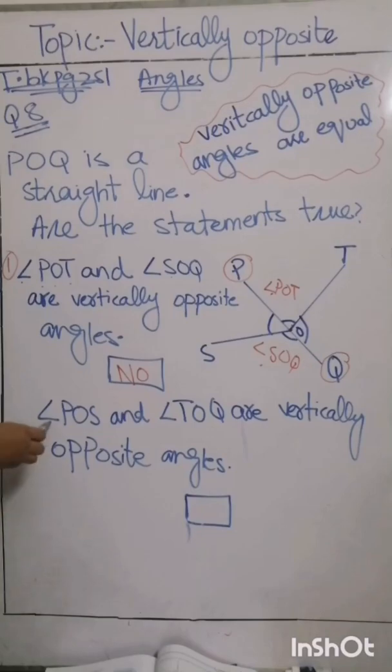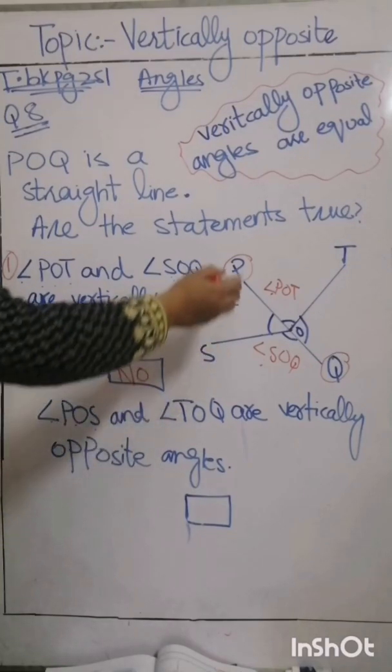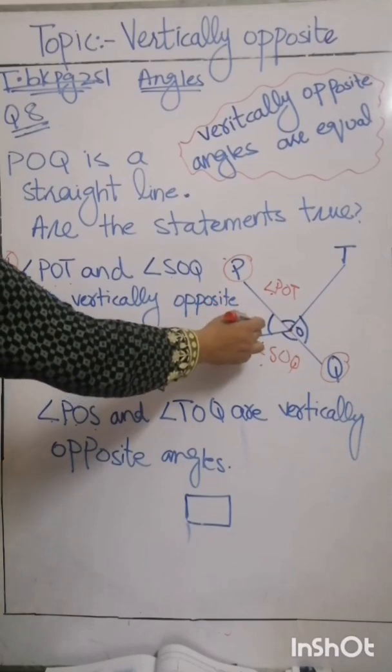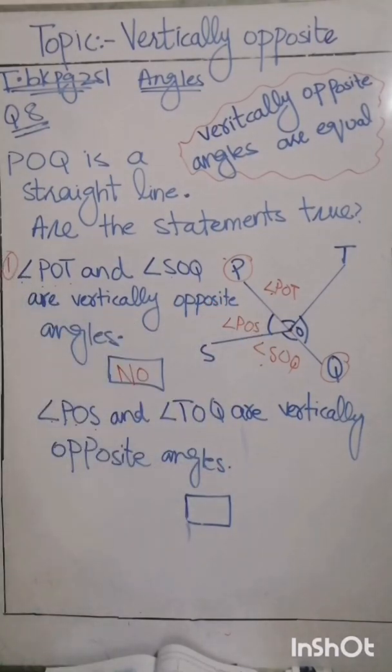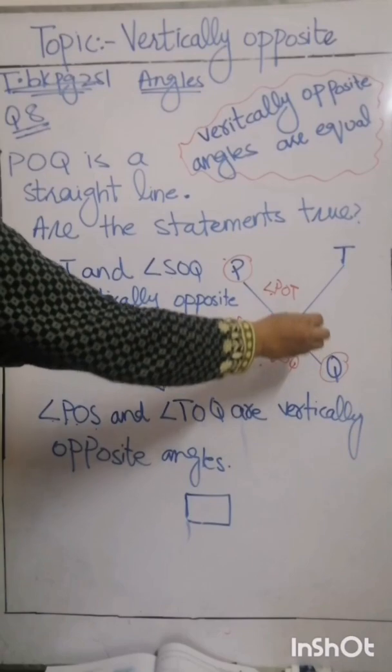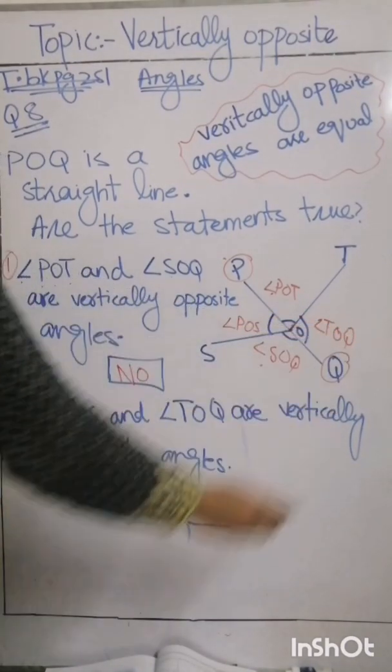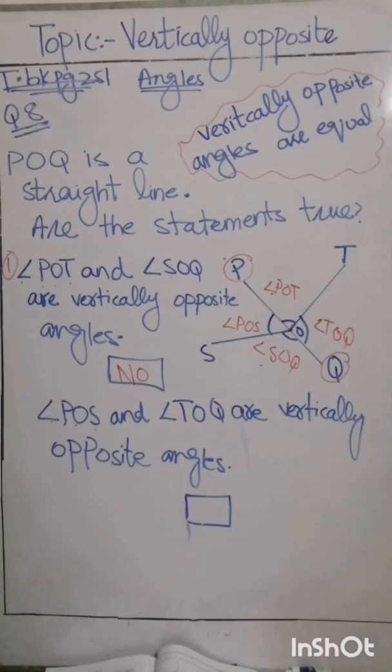Now angle POS and angle TOQ. Are POS and TOQ vertically opposite angles? Is this true?